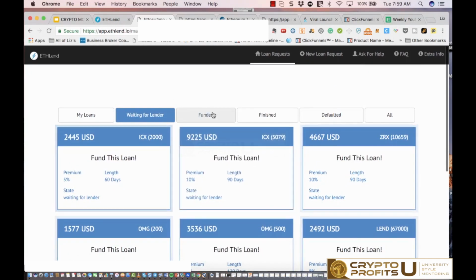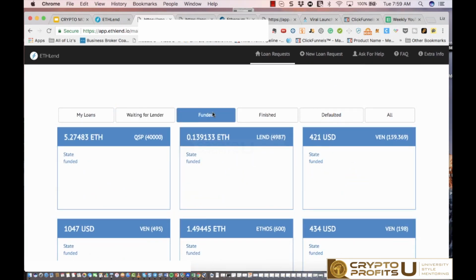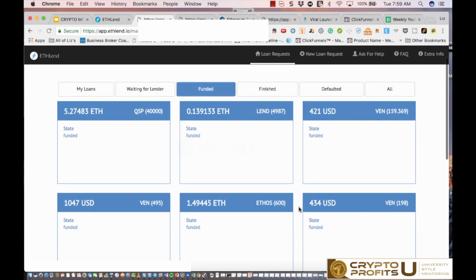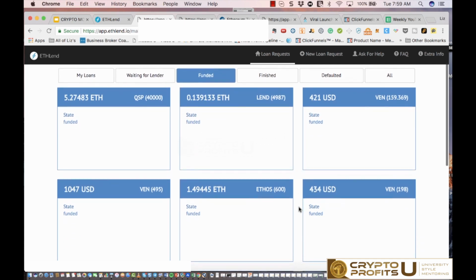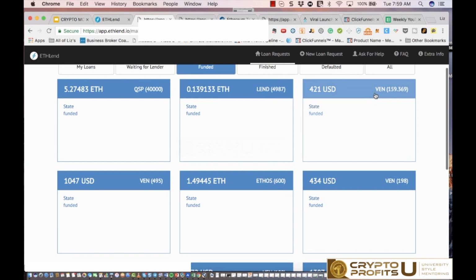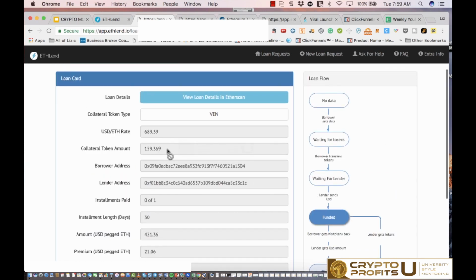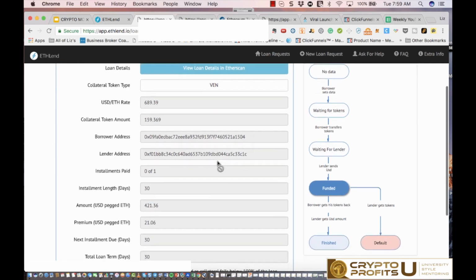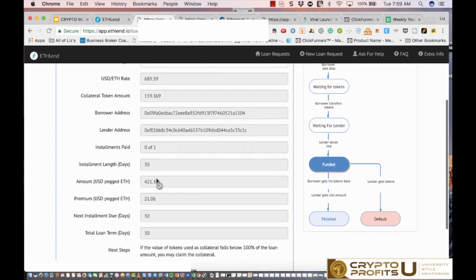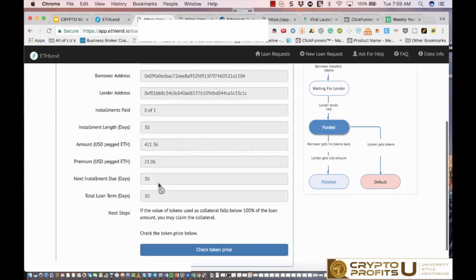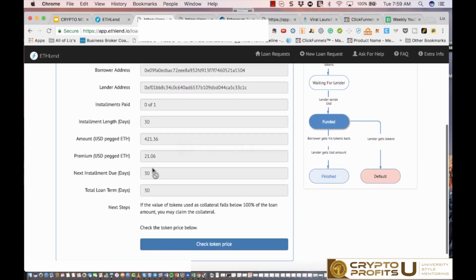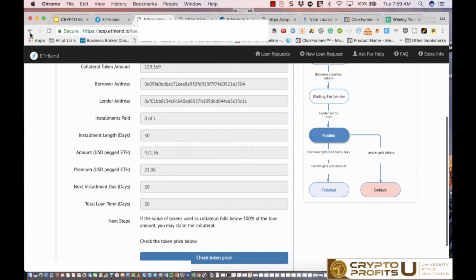All right, so now let's look at funded, because these are the ones that people have actually said yes to. I usually look at the ones where I've got the existing coins and I can actually offer those. So these were funded. To get more information, you would click through on here and it's going to show you what the actual details of the loan were. So Ven got a 30-day installment, premium 21. I don't know if that's percent. I haven't actually looked at these.